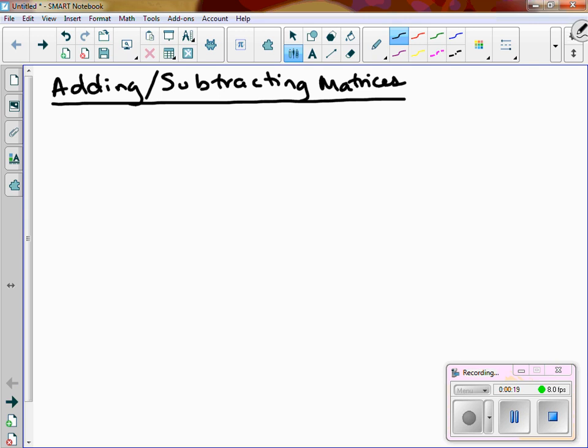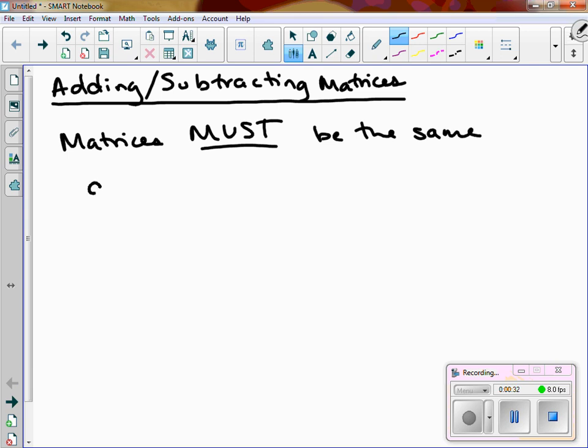The first condition: your matrices must be the same dimensions. If they are not the same dimensions, it won't work, and you can't add or subtract them. Okay, so that's the first condition. If, for instance, they are not the same dimensions, you can write no solution. That's perfectly okay. With this, it's just easier if we just get right into it.